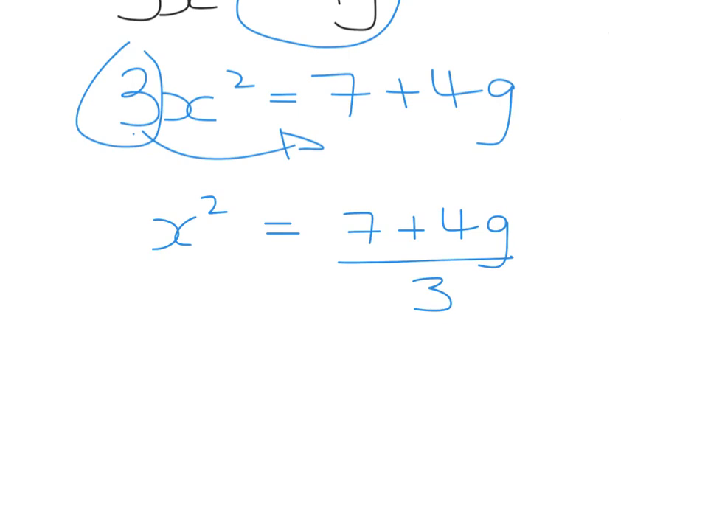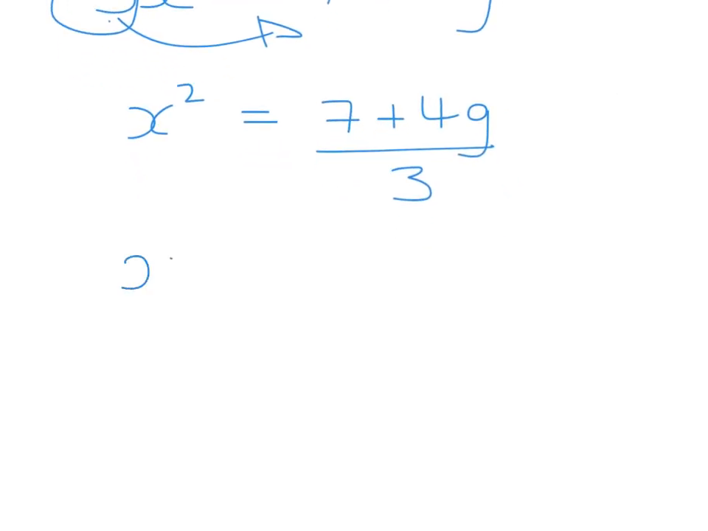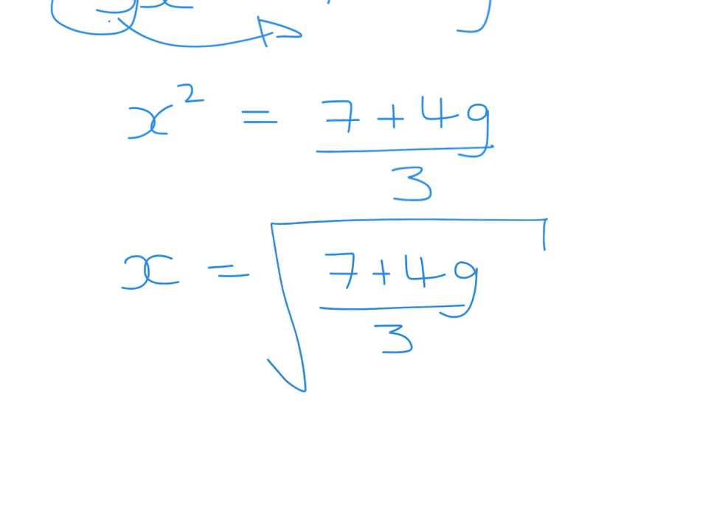But I don't want x squared, I want normal x, so I'm going to have to square root the whole thing, which is going to give me x equals 7 plus 4g over 3 with a big square root sign over all of it.